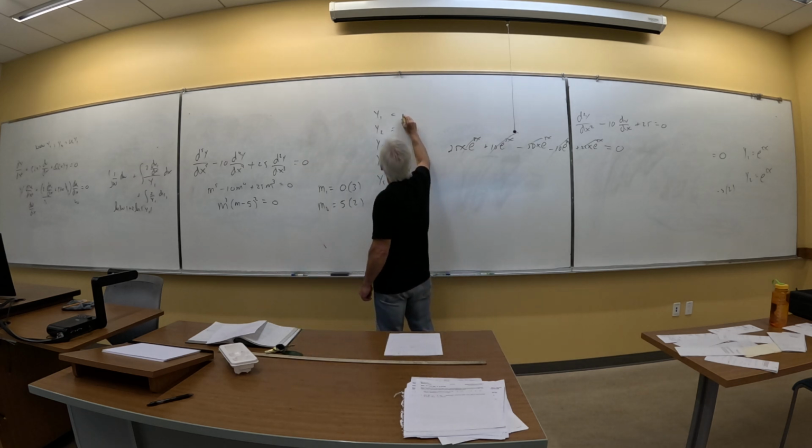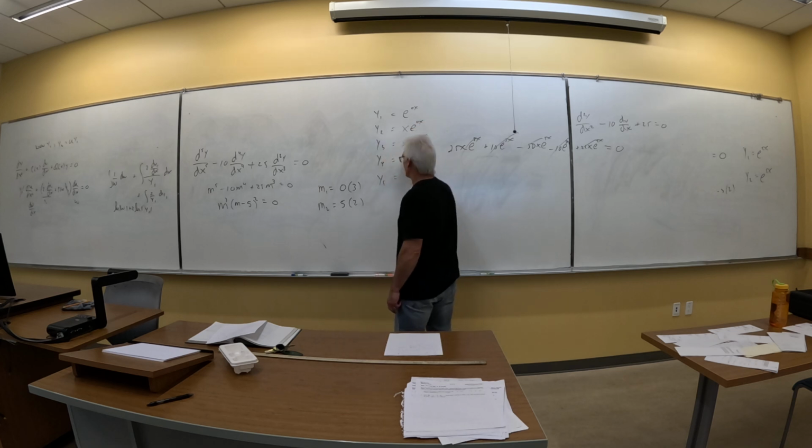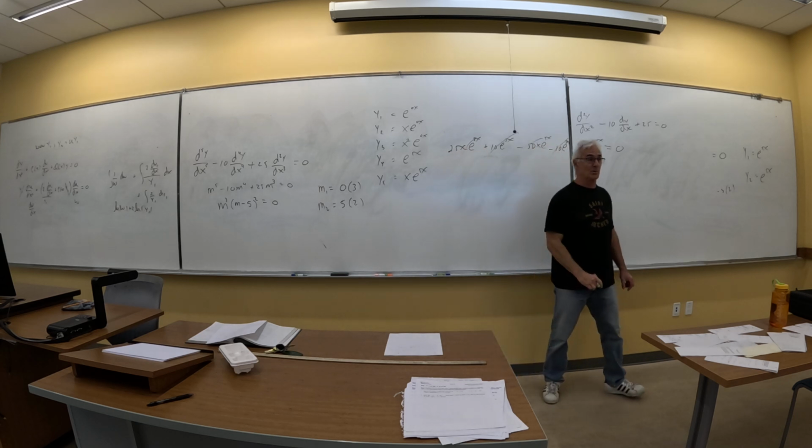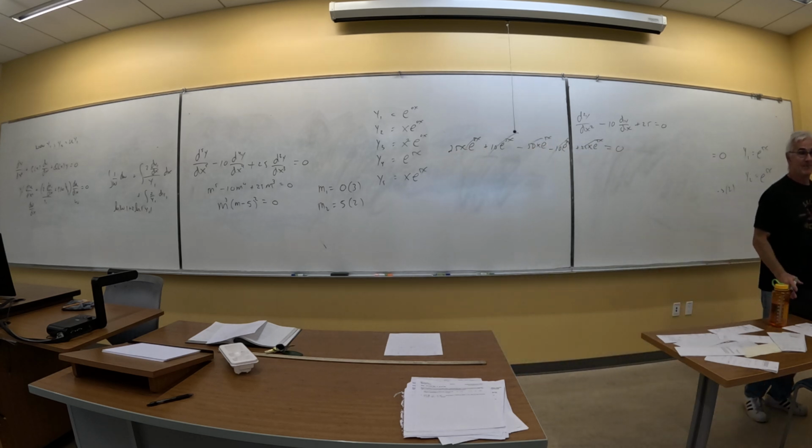So won't this one be e to the 0x? But then what's the next one? x e to the 0x, x squared e to the 0x. And then the next one, e to the 5x, and then x e to the 5x. So obviously replace e to the 0x with 1. So do I have 5 linearly independent solutions?